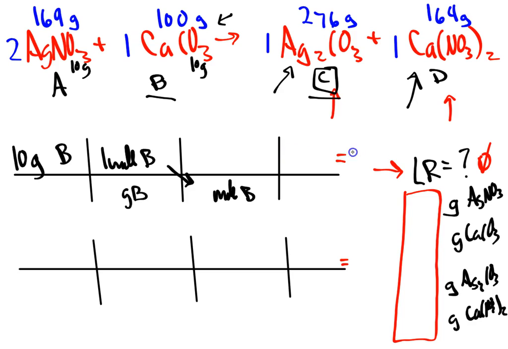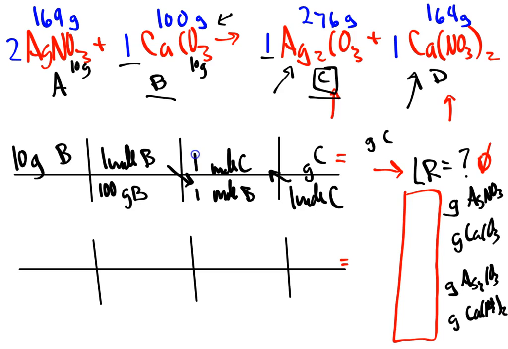So here we go. We're solving for grams of C. So I have grams of C for every 1 mole of C. Coming up here, I have moles of C. Then I just substitute the stuff in. The grams of B are 100. The moles of B is a 1, just from here. The mole of C is a 1. The grams of C are 276. And then I do some math.